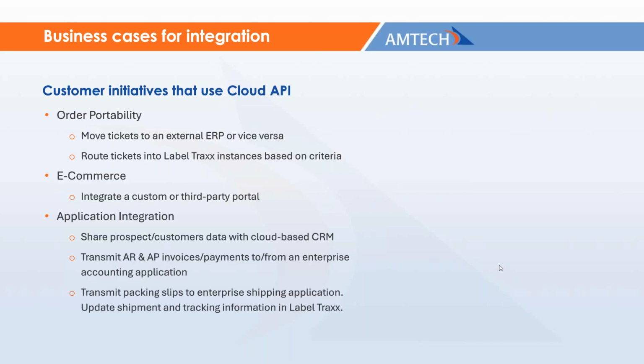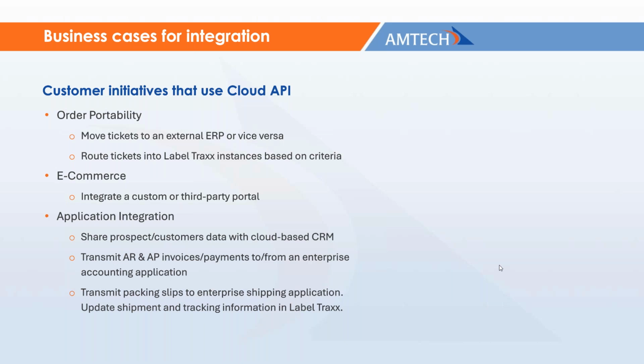So here are some customer initiatives that are underway already that use the Cloud API. I've broken it into 3 different categories here. There are more categories, of course, but one is order portability, the ability to move tickets from Label Traxx to an external ERP, or vice versa, to take tickets in an external ERP and put them into Label Traxx.